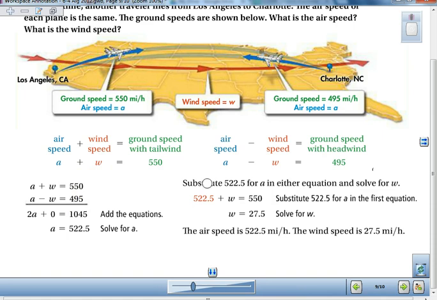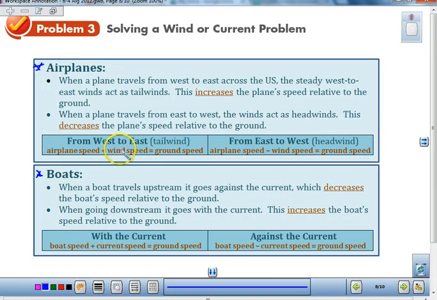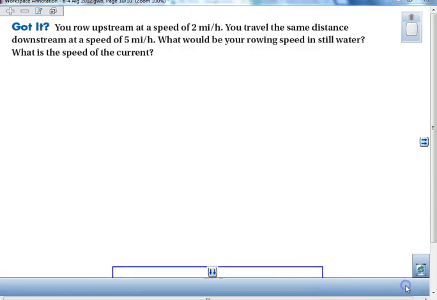So as we are looking at ours, we have A plus W equals 550. We add these and we find A, where our airspeed is 522.5. Once we have that solution, we're going to substitute that into the first equation, A plus W, and subtract and find that our wind speed is 27.5. So here you can see elimination is perfect for these equations when you have both your airplanes and your boats. Using that elimination method is super easy.